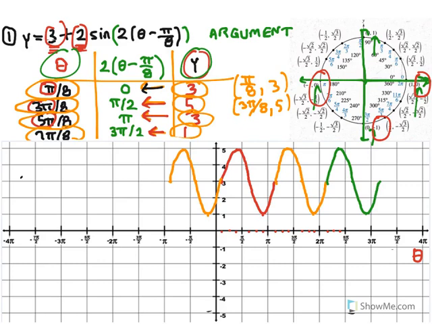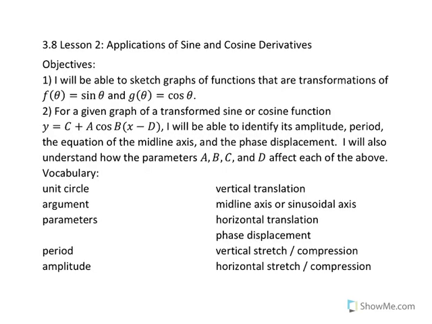And you can see that I've added 3 additional cycles to the graph. So we just sketched the graph of a transformation of the parent sine function. So we accomplished objective 1. And now we'd like to take a look at objective 2.